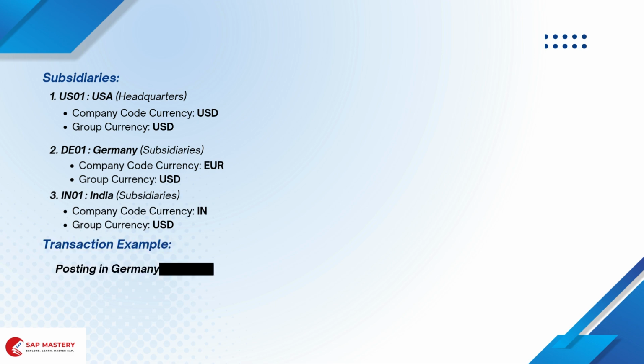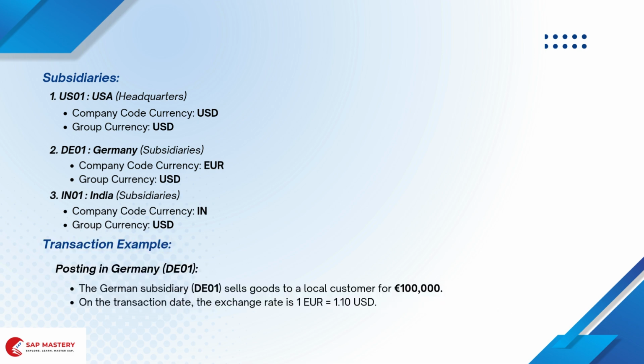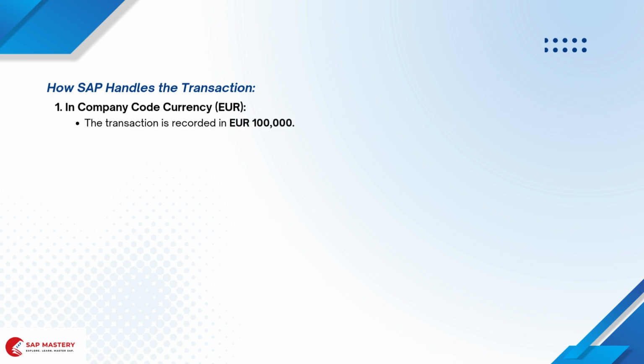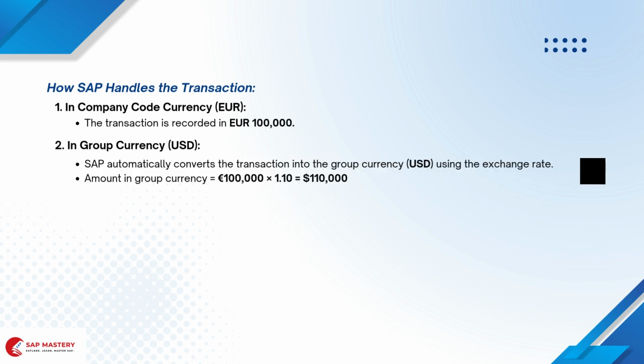Transaction example: posting in Germany, DE01. The German subsidiary, DE01, sells goods to a local customer for 100,000 euros. On the transaction date, the exchange rate is 1 euro equals 1.10 US dollars. How SAP handles the transaction. In company code currency, euro, the transaction is recorded as 100,000 euros. In group currency, USD, SAP automatically converts the transaction into the group currency using the exchange rate. Amount in group currency equals 100,000 euros times 1.10 equals $110,000.